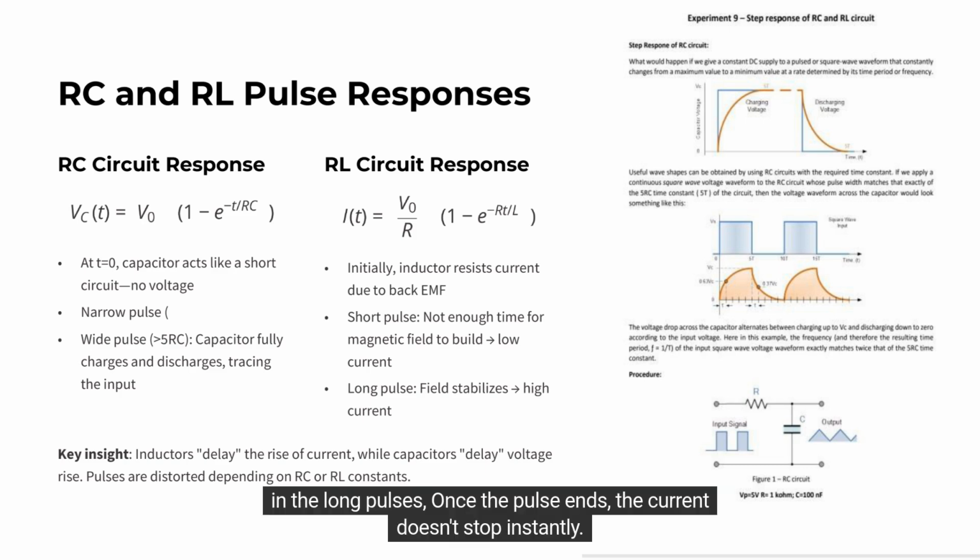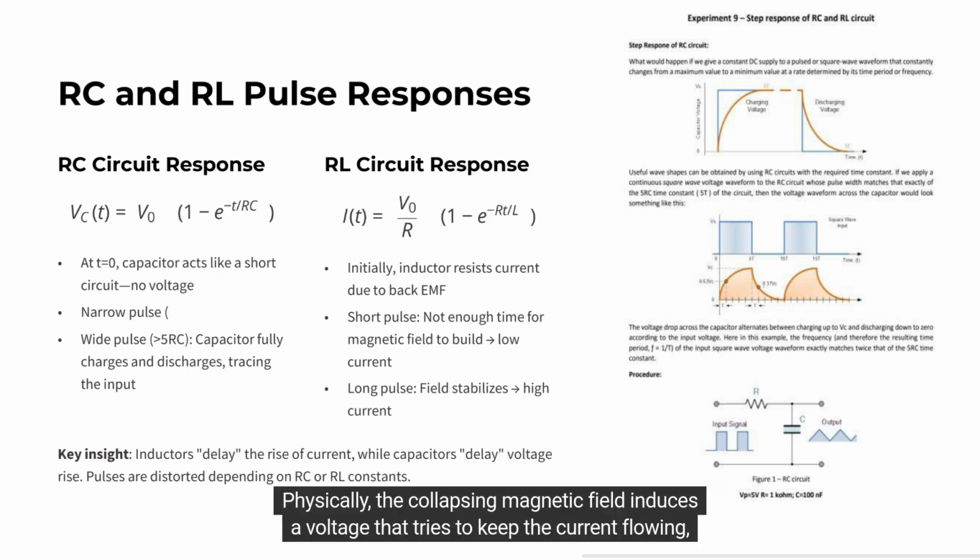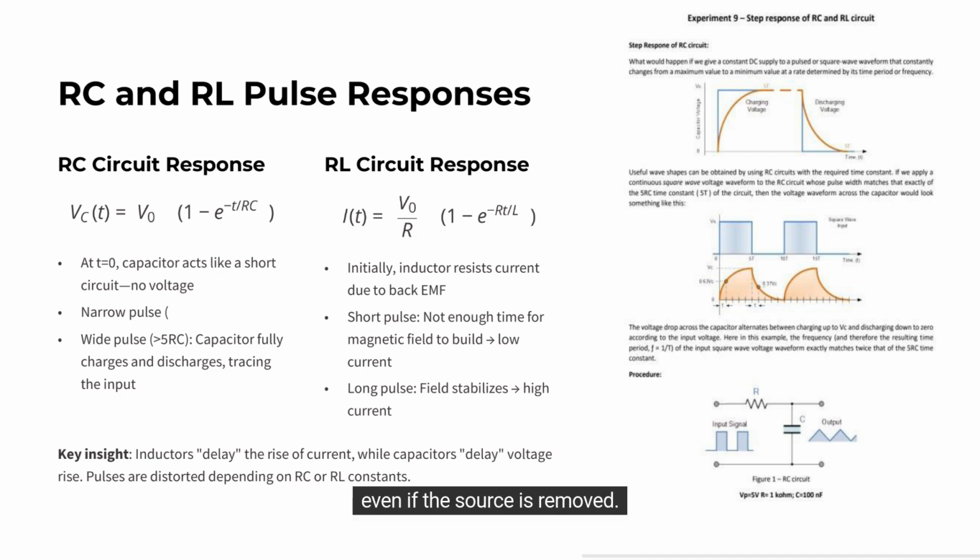In the long pulses, once the pulse ends, the current doesn't stop instantly. It decays exponentially as the stored energy in the magnetic field is released. Physically, the collapsing magnetic field induces a voltage that tries to keep the current flowing even if the source is removed.